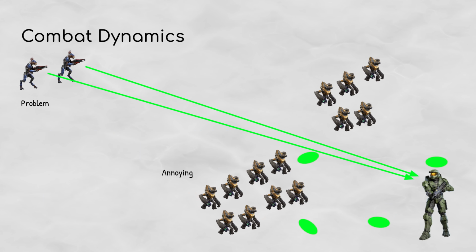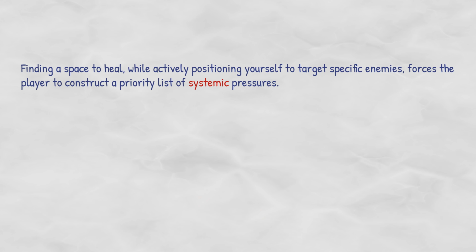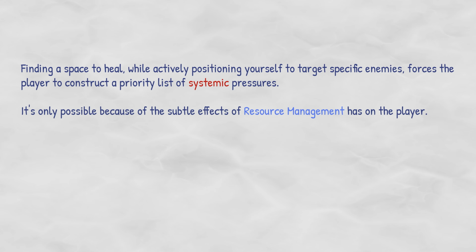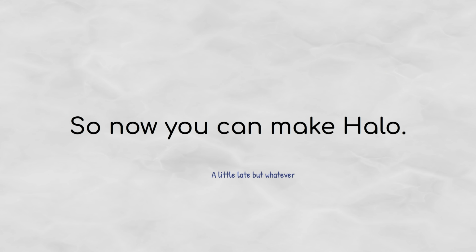Given this crude example, a lot of grunts that are near the player, missing constantly, are annoying but manageable. But these high damage enemies in the back line who do not move are a problem. Finding a space to heal while actively positioning yourself to target specific enemies forces the player to construct a priority list of systemic pressures, and it's only possible because of the subtle effects of resource management on the player. So now, knowing all of this, you can go make Halo.